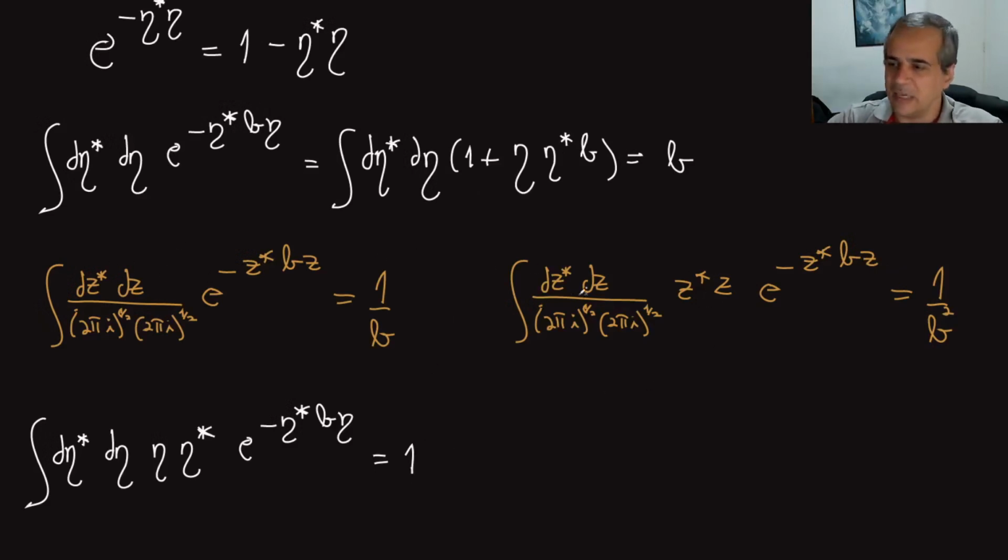And in this case, I can keep making derivatives in b and getting higher and higher powers of z star z, right? It will be 1 over b cubed and so on and so forth. In here, no, because I started with a power of b, so it's 1 and then 0, as you would expect for Grassman numbers. Right? So that much is clear, and this is the Gaussian integral for these Grassman numbers.